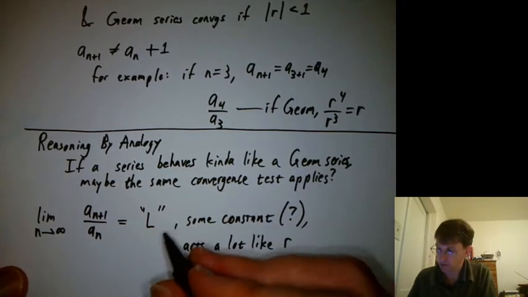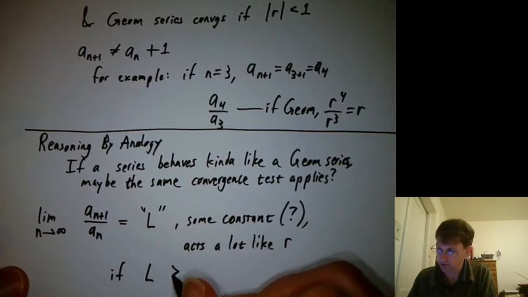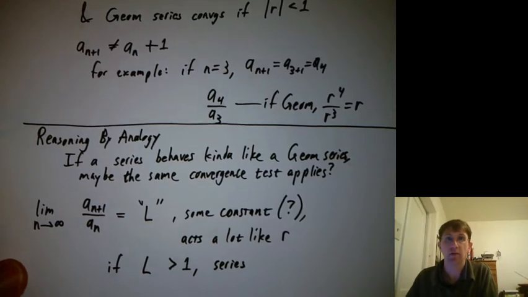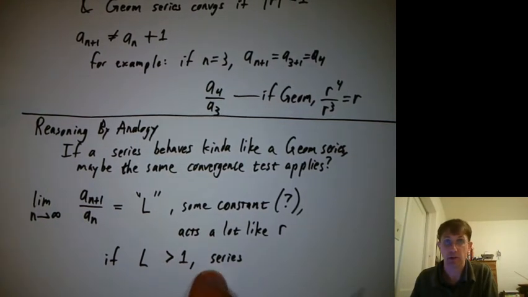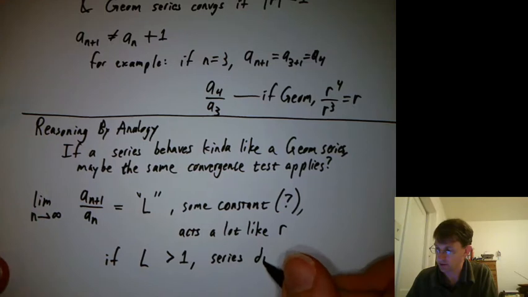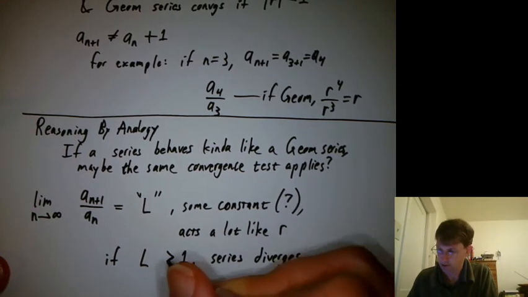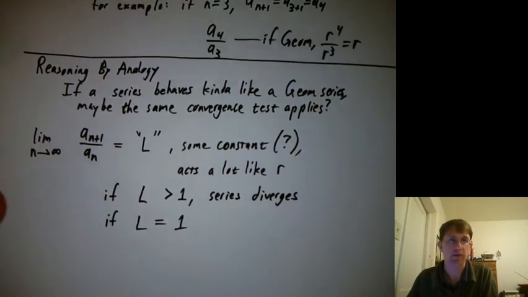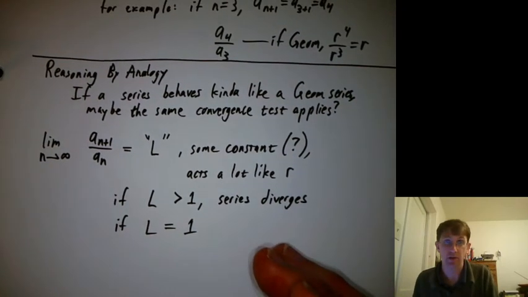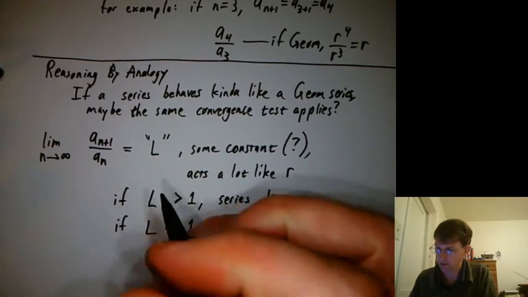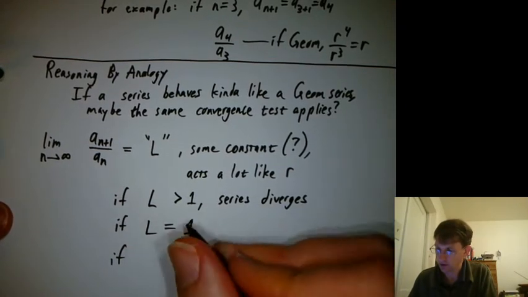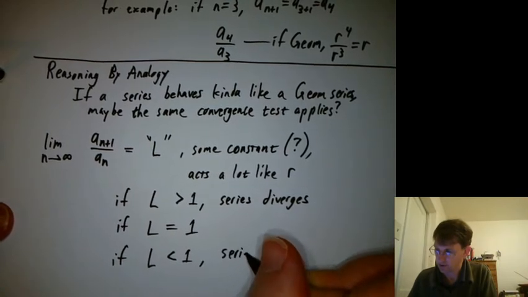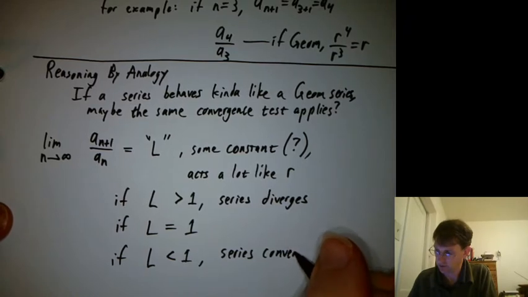So we can apply the same convergence test. If L is bigger than 1, then the series diverges, like a geometric would diverge if r was bigger than 1. If L equals 1, that's a mystery for now. We know a geometric would diverge, but we have to look into this later. If L is less than 1, then the series converges.